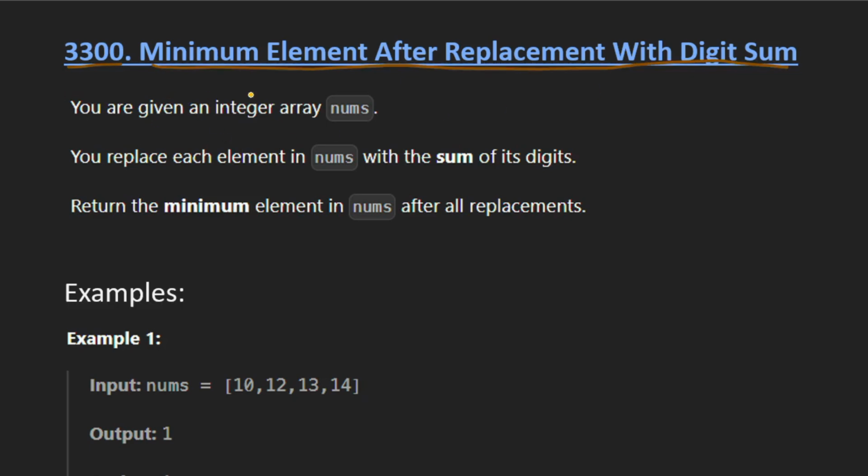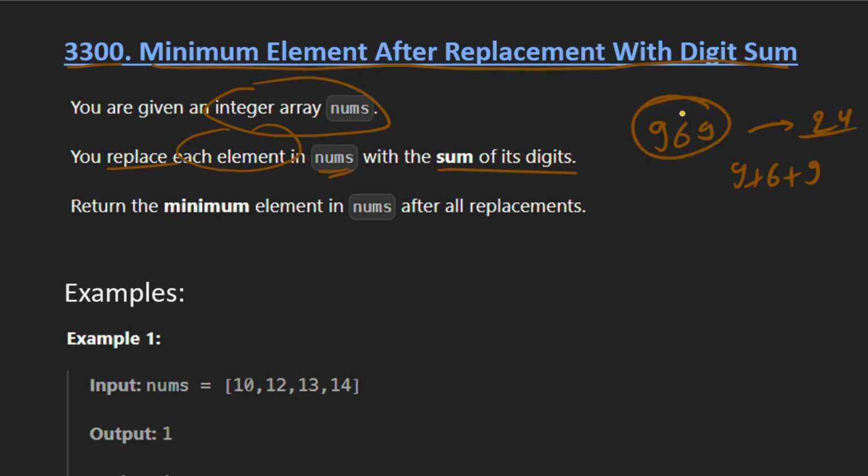So basically in this question we are given an integer array nums, and what we need to do is replace each element in the array with the sum of its digits, right? So suppose we have a number 969, then we have to replace this number with 9 plus 6 plus 9, which is 24, right? So we need to replace all the numbers with the sum of its digits in the array, and after replacing, we need to find the minimum element in the nums array after all the replacements. So we need to return the minimum digit sum basically, right?